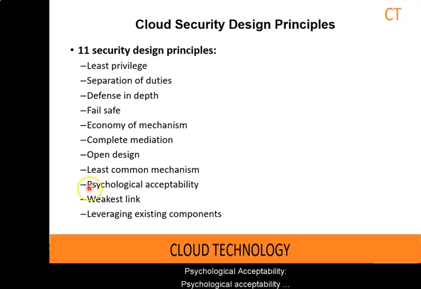Ninth principle is psychological acceptability. Psychological acceptability refers to the ease of use and intuitiveness of the user interface that controls and interacts with cloud access control mechanisms. Users must be able to understand the user interface and use it without having to interpret complex instructions. Tenth principle is weakest link.